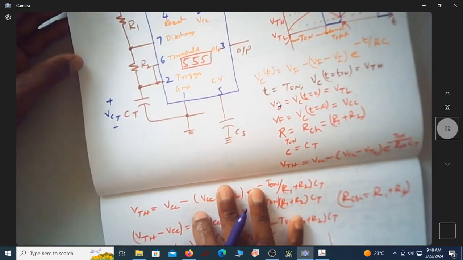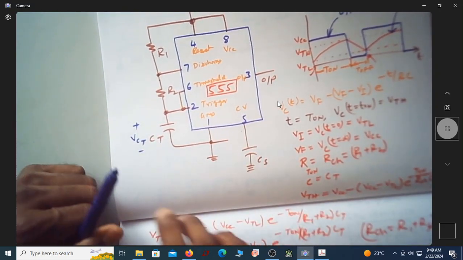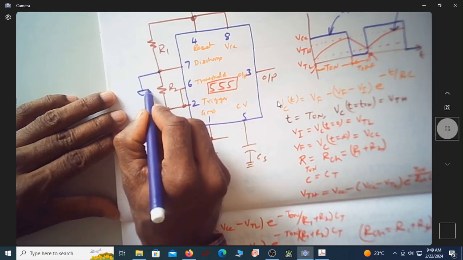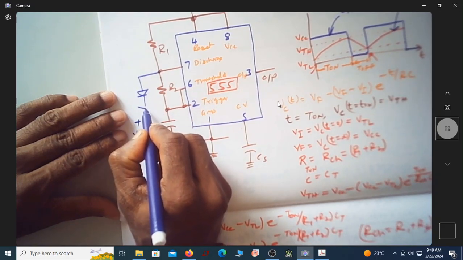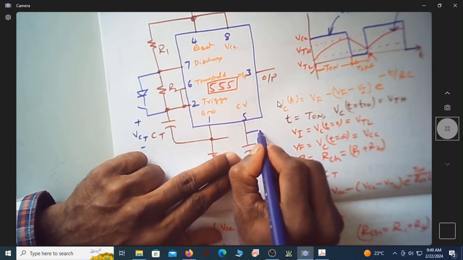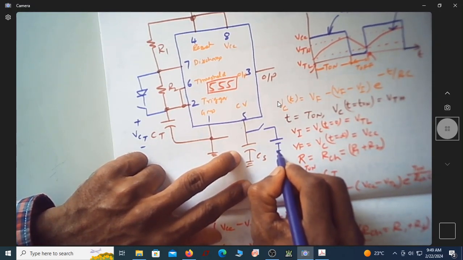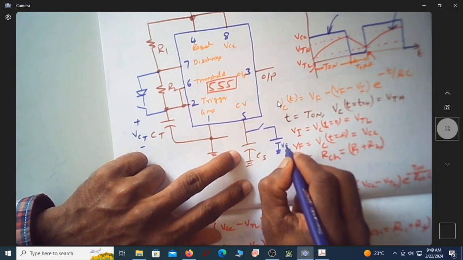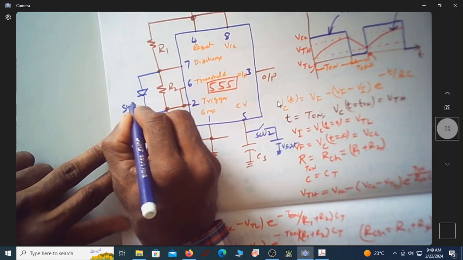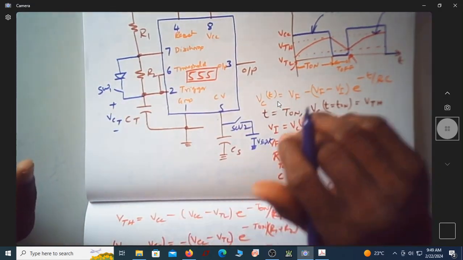Fine. So now with this basic, let us try to understand if I have a diode here, and then have a switch connected like this, and here also I have a switch and I have an external voltage V external. So this we call it SW2. This is switch 1. So now let us see what happens.